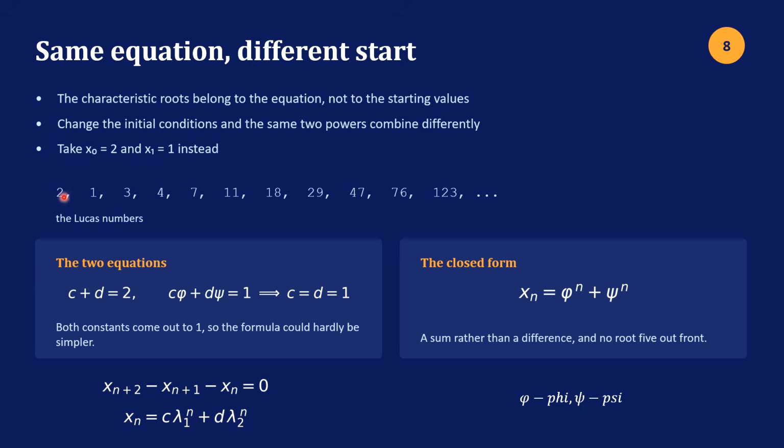And that generates this sequence here, which is known as the Lucas sequence, Lucas numbers sometimes. So it's just starting differently, and then, of course, the numbers that follow are different also from the Fibonacci.